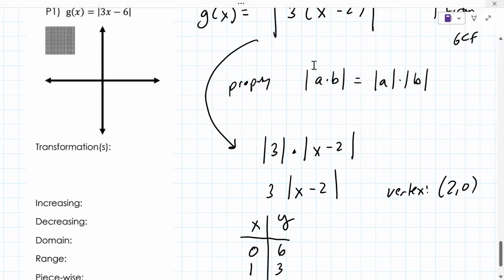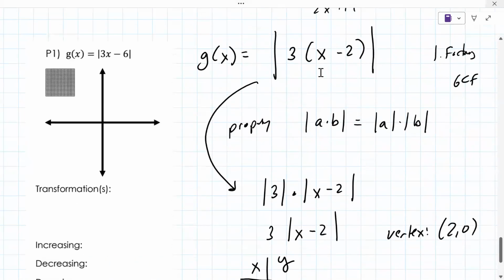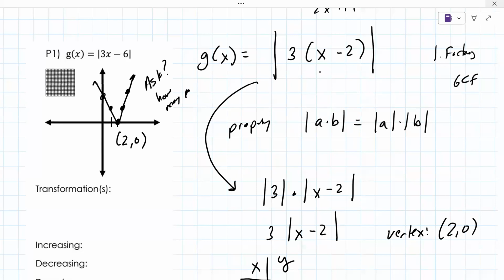So it should be something like this where it hits at 2 and it goes up and up, something like that. You could have more accurate dots. What is the vertex? You already told me 2, 0. Your instructor may want you to label 5 points on there. So that's the question to ask: how many points to label? And usually it's 5.